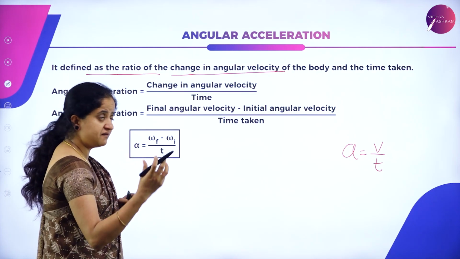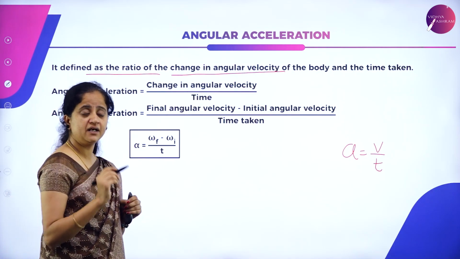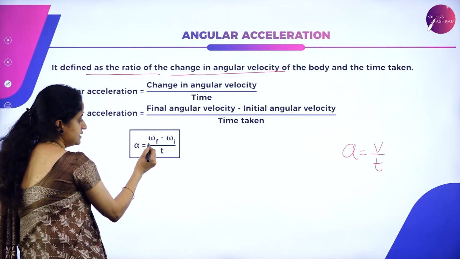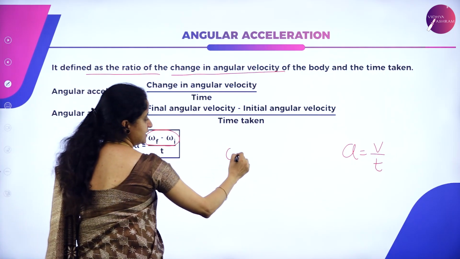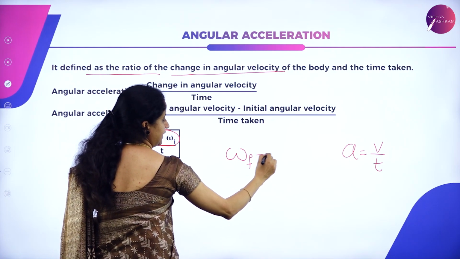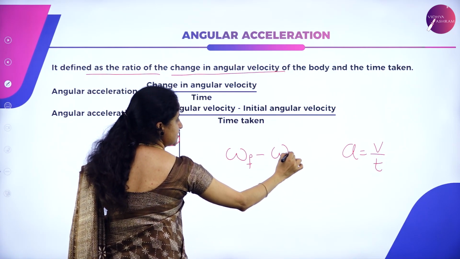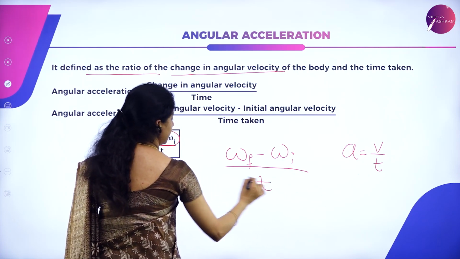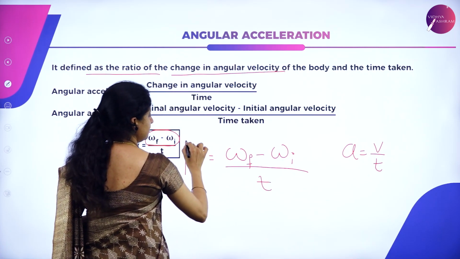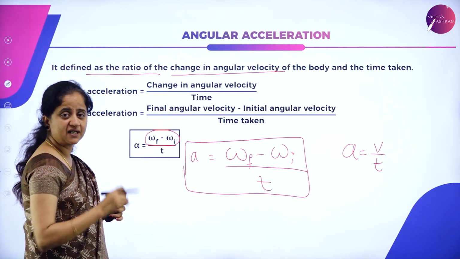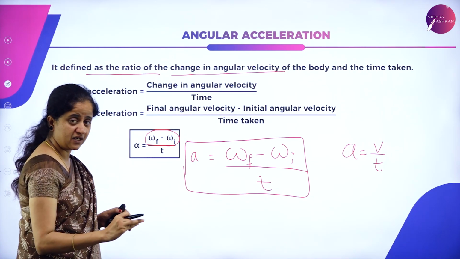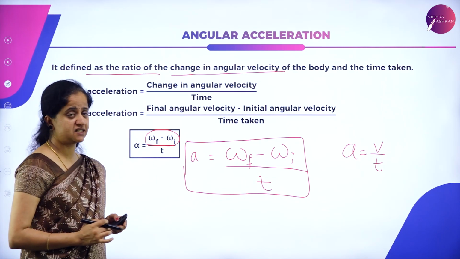We know angular velocity is given by the letter omega. So we have change in angular velocity. That is why final angular velocity, that is omega f, minus initial angular velocity, divided by time. This is the expression for angular acceleration. So far we have studied angular displacement, angular velocity and angular acceleration.